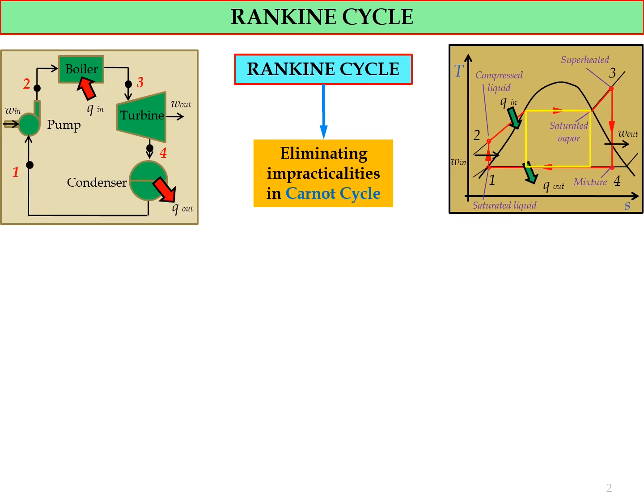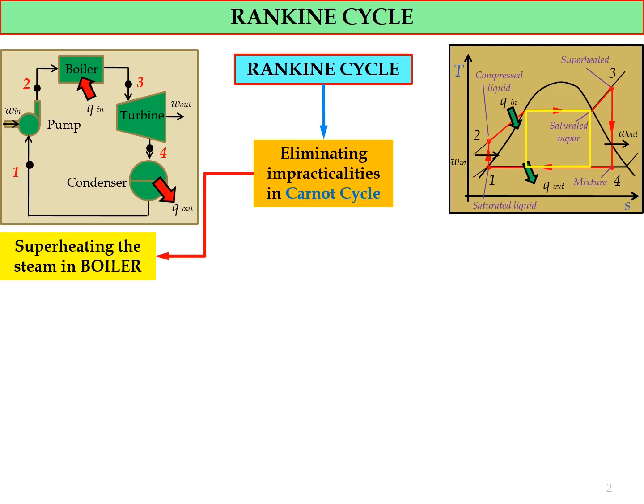Okay, so if you compare to the Carnot cycle, the yellow square cycle represents the Carnot cycle. In order to eliminate impracticalities in the Carnot cycle, we need to make some modifications and add specific processes, one of which is superheating the steam in the boiler.